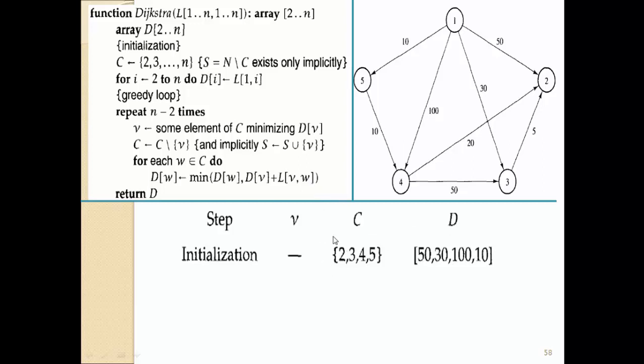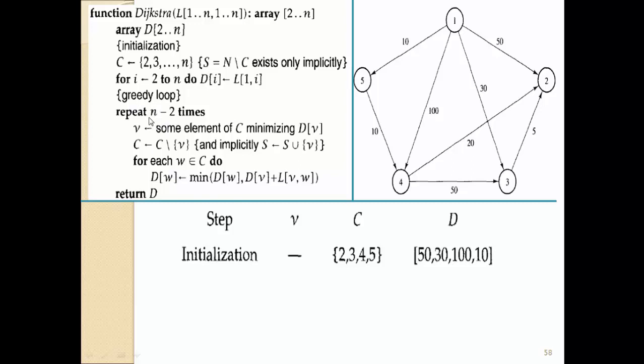So in D we have 1 to 2, the length is 50, stored inside the D. If you want to reach from 1 to 3, the length is 30. 1 to 4, the corresponding length is 100. 1 to 5, the corresponding length is 10. So here we have all the destination nodes and the corresponding edge lengths available inside the D array. Now the greedy loop, in which we are finding the shortest path.